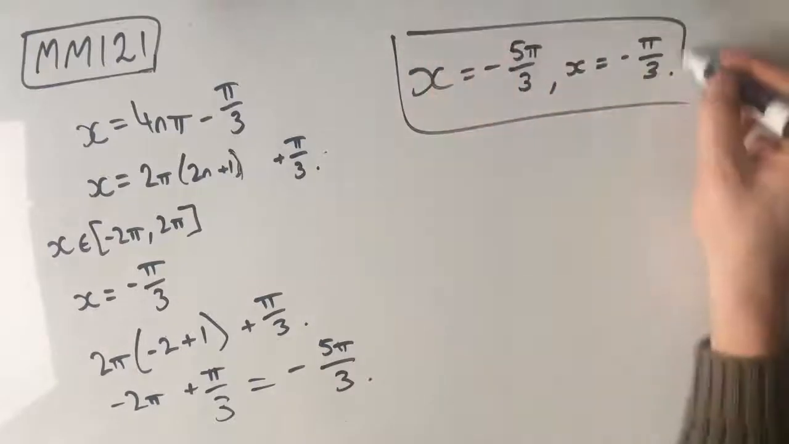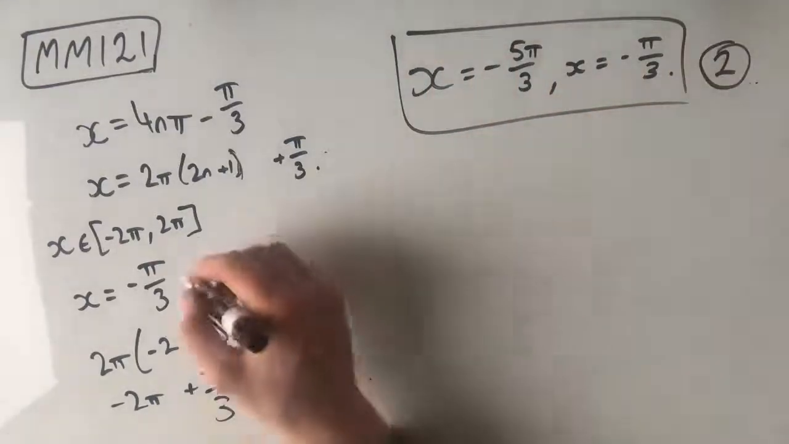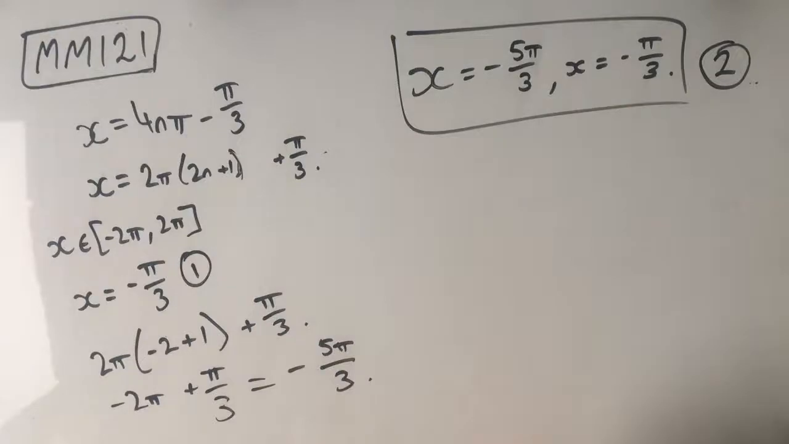So this is your final answer. This is your second mark here. Your first mark comes when you get x equals negative pi on 3. And that's it, guys. So that's part B.